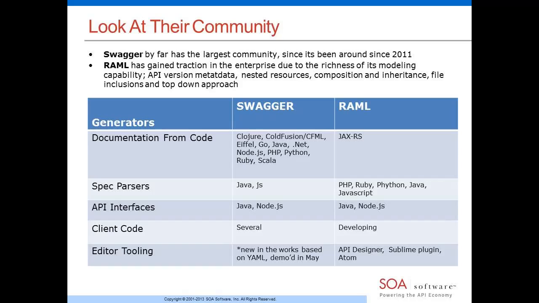As far as editing tools, Swagger is new. It's 2 months old or so, but again, over time it should catch up with RAML. The beta, I think, was based on YAML, and I'm not sure what the final one is going to be. RAML has several different editors. They've got the API Designer, they've got the Sublime plugin, and they have Atom for GitHub to highlight the code.